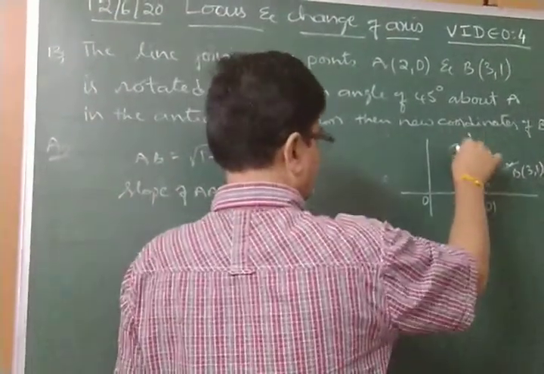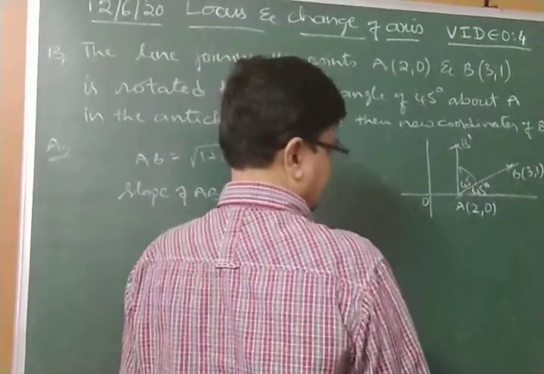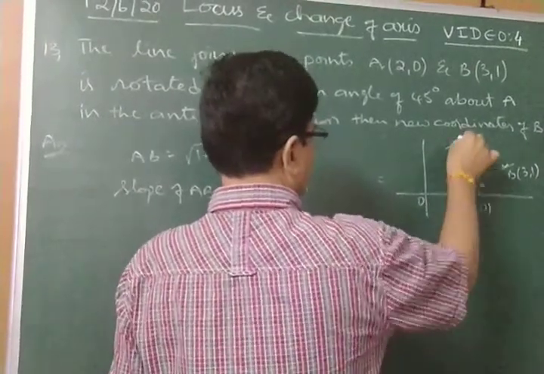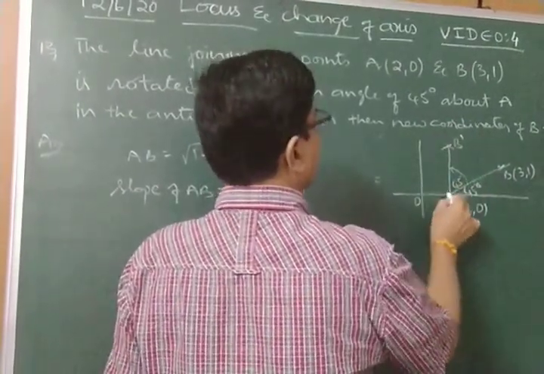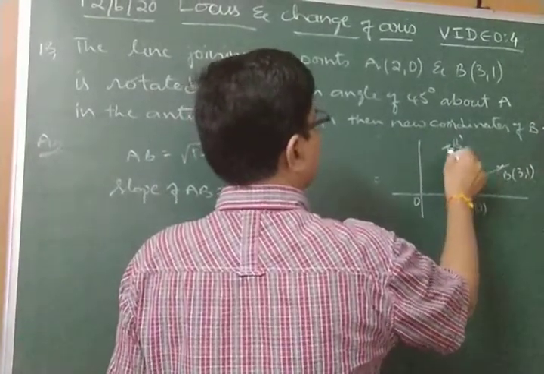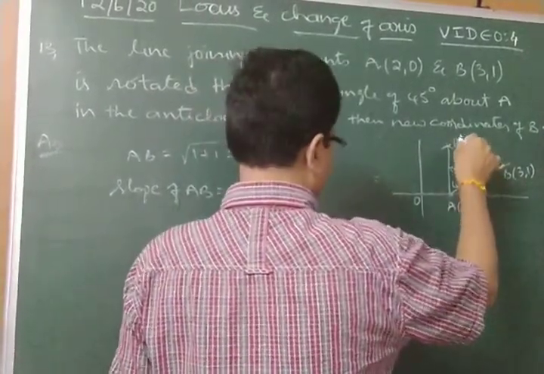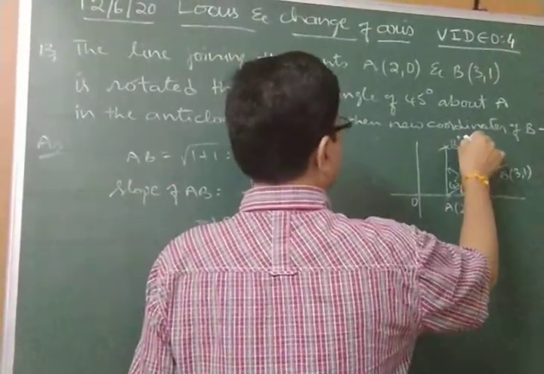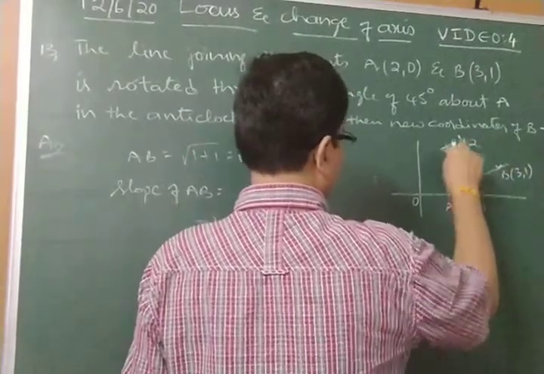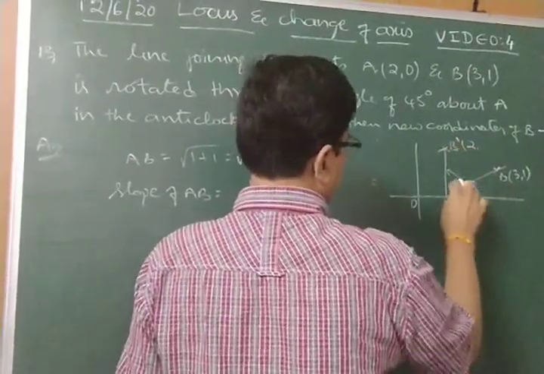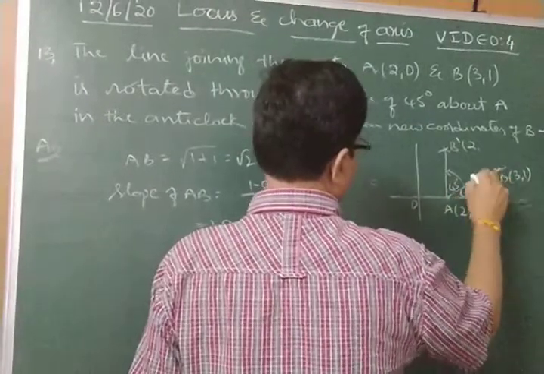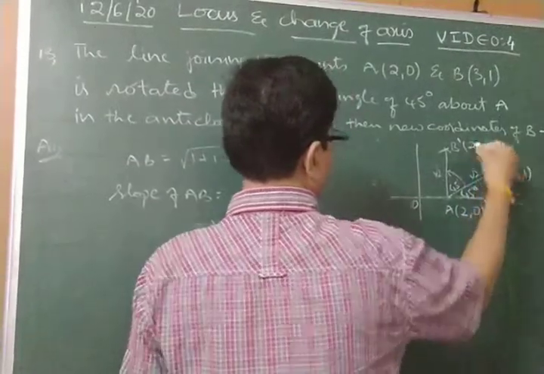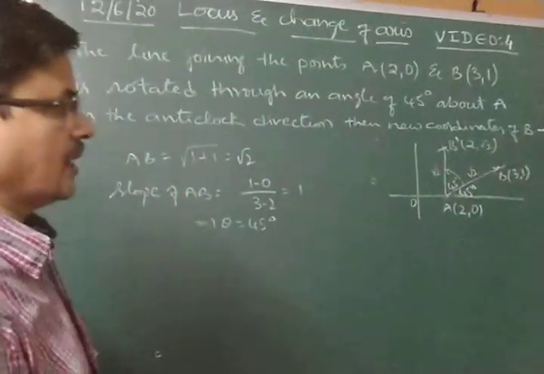Here, this is the line which is perpendicular to the x-axis. So here A is (2, 0). That means the distance from O to A is this one, that is also equal to the x coordinate. This is 2. And this is the y coordinate of B dash. Here the distance between AB is equal to root 2, so this distance is also root 2. So the new coordinate is (2, root 2).